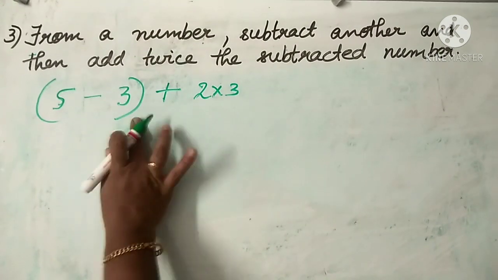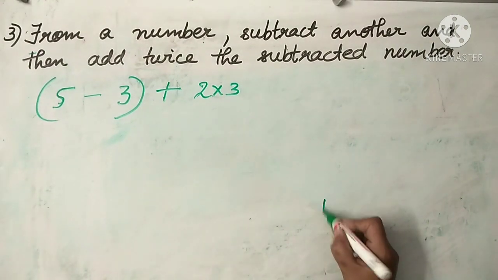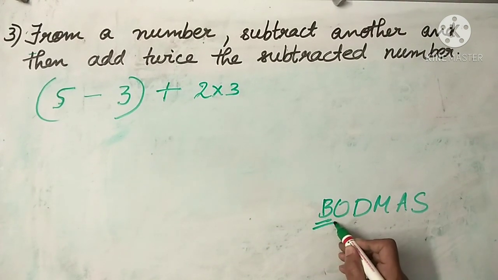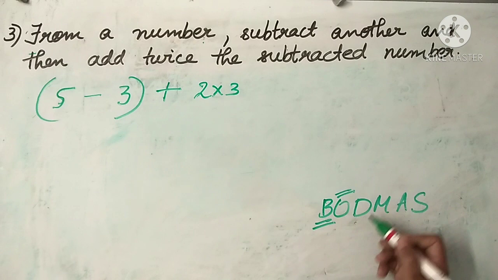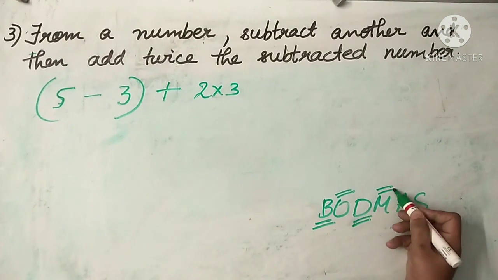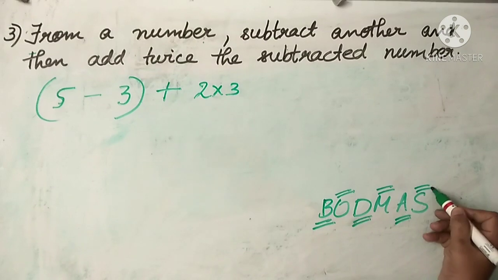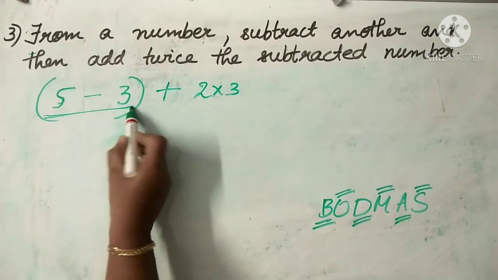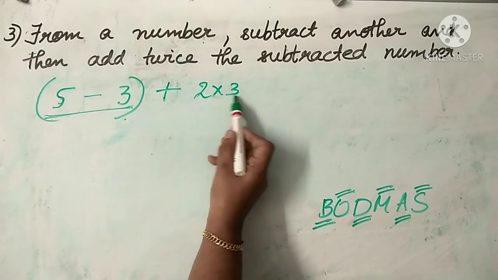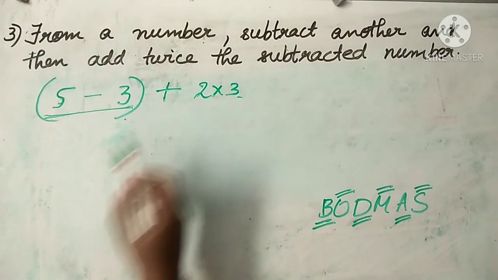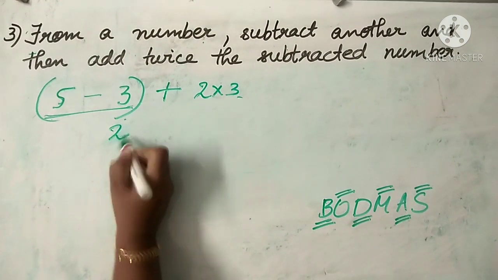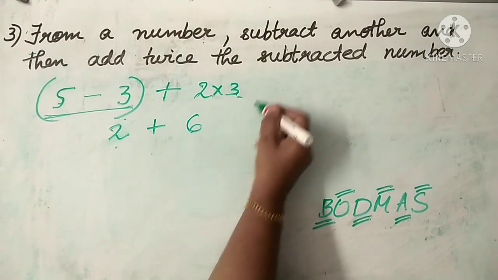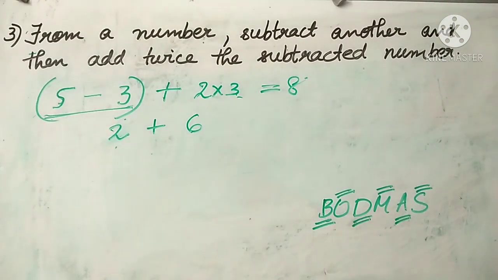See, before that, let me explain the rule of BODMAS. We all know the rule of BODMAS, isn't it? BODMAS. First, we have to solve bracket. Then, of. Then, division, multiplication, addition, subtraction. So, how will we solve this? First, we will do the expression inside the bracket. Then, we will multiply the number. Then, add these two answers. So, 5 minus 3 is 2. Plus 2 3s are 6. 6 plus 2. Answer is 8. Okay.